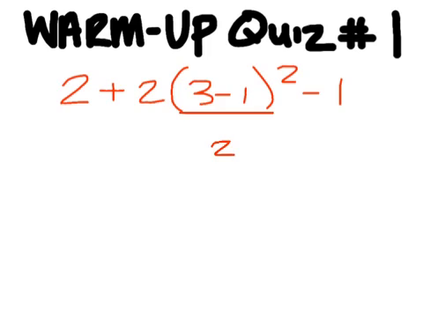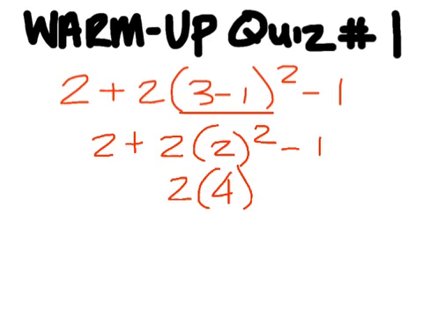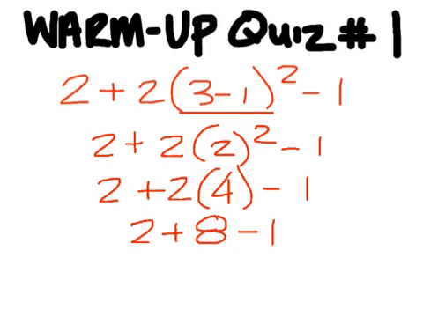3 minus 1 is 2. You have to square that to come up with 4. And then do 4 times 2 to get 8. You cannot do 8 minus 1 first. You have to do 2 plus 8 to get 10. And then subtract 1, come up with 9.